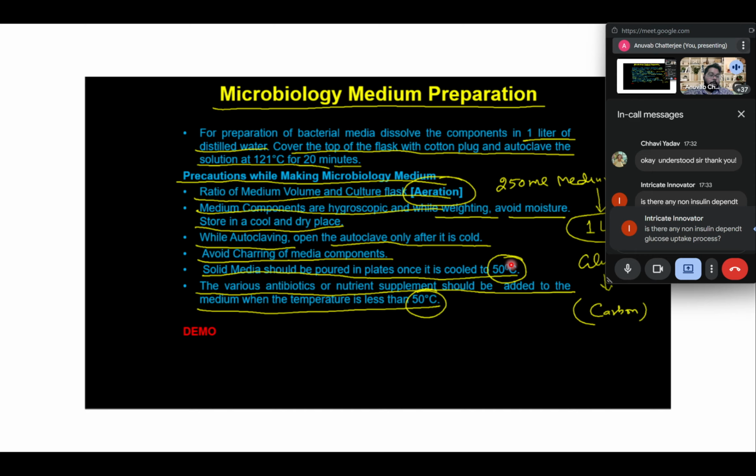Is there any non-insulin dependent glucose uptake process? There is. It is known as GLUT mediated glucose uptake, but that is a secondary method. The major one for mammalian cells is going to be insulin.